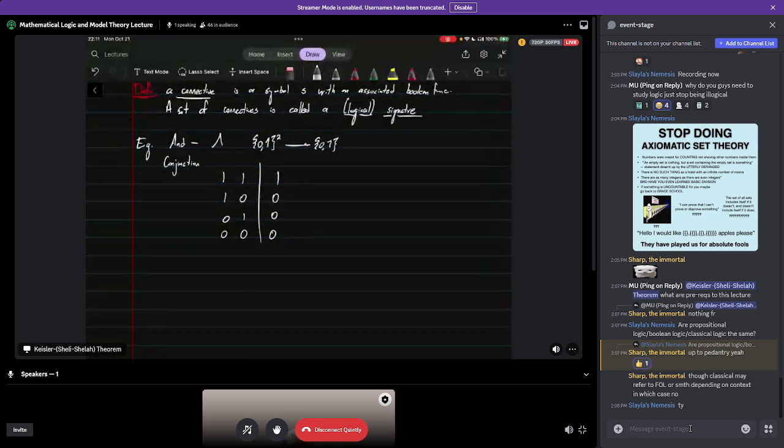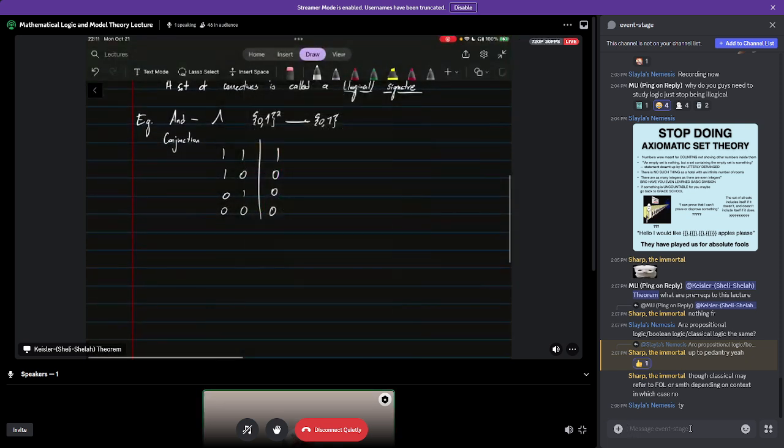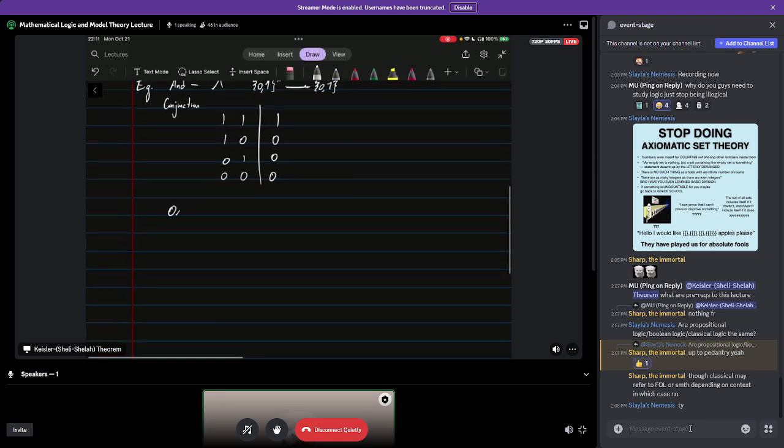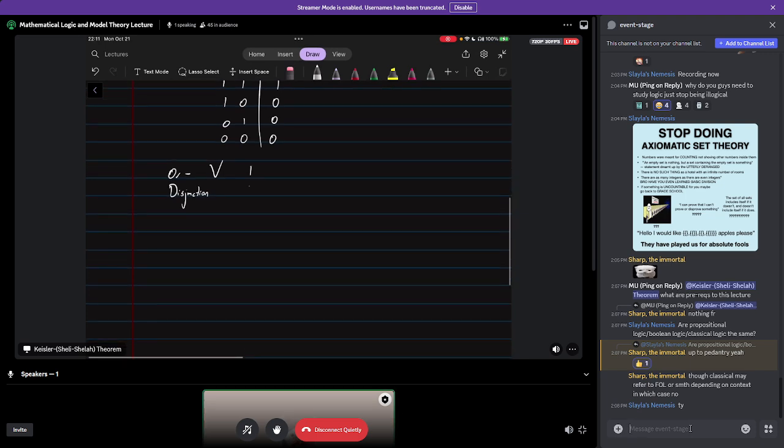Okay, so let's get on with some more connectives. We have "and", and we're also going to need "or", which is also called a disjunction. And we're going to define it similarly with this table.